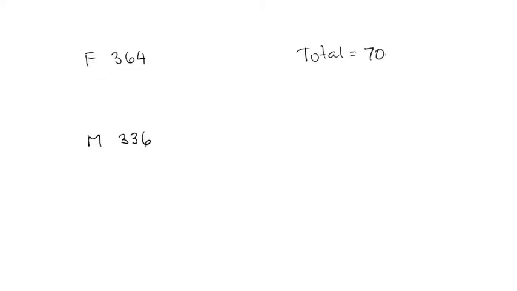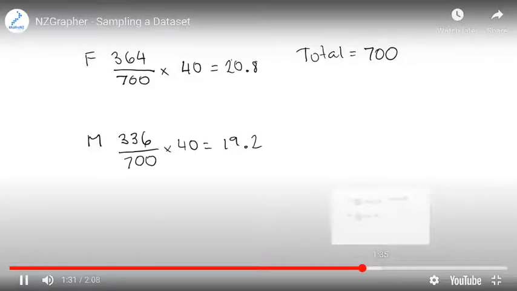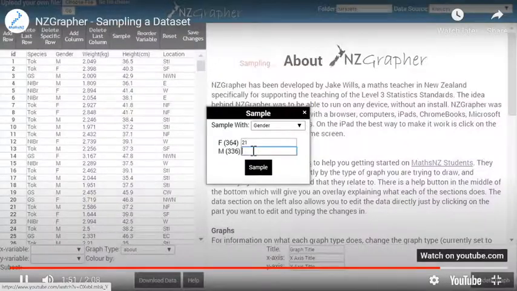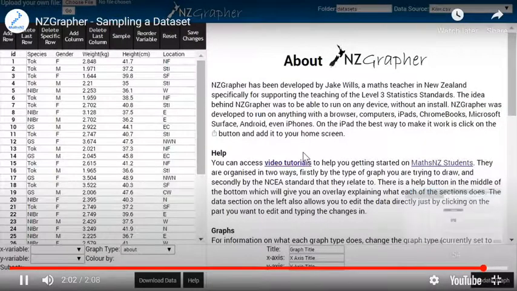You'll use a simple random sample. To work out the number of males, we take the number we have and divide by the sample, which gives the males. Rounding to the nearest whole number, our males is 19, and we have 21 females. Now we have a data set that has been sampled, so we can go on and create graphs from this.